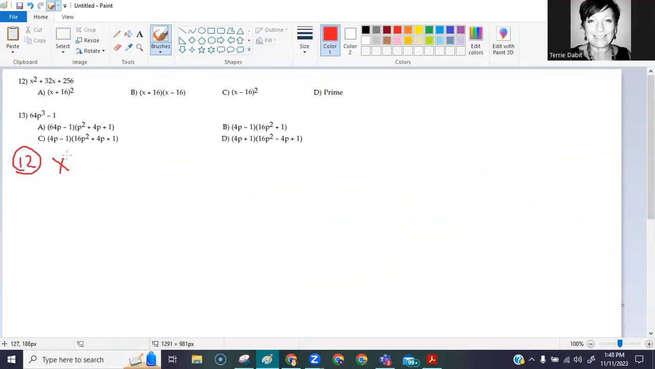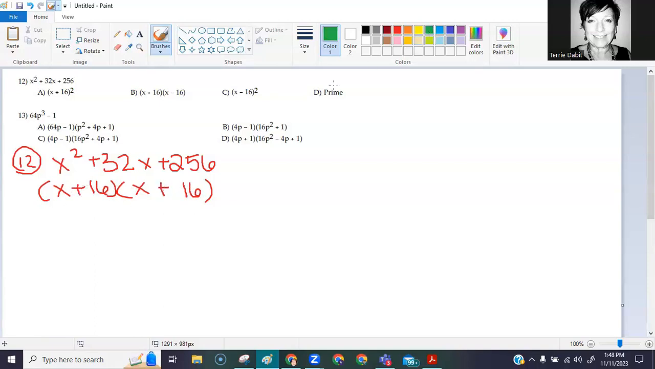Number 12 is factoring a trinomial. The only difference is in how you write your answer. And so if I looked for the two numbers that would multiply to give me 256, and those same numbers would also add to give me 32, that is going to be 16 and 16, and both of them need to be positive. So you'll notice, since I have the exact same thing twice, I'm going to write this answer as x plus 16 to the second power.